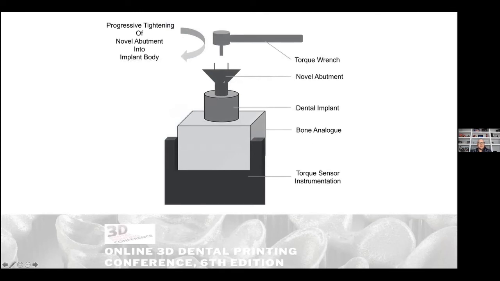The second part of the experiment is, let's crank it into an implant. So here's the abutment, here's the implant, here's the bone analog that we housed, and then we have a sensor. And what we're doing is taking a standard torque wrench and just cranking it down and measuring it until we have failure. So basically the maximum torque that we had into the implant.